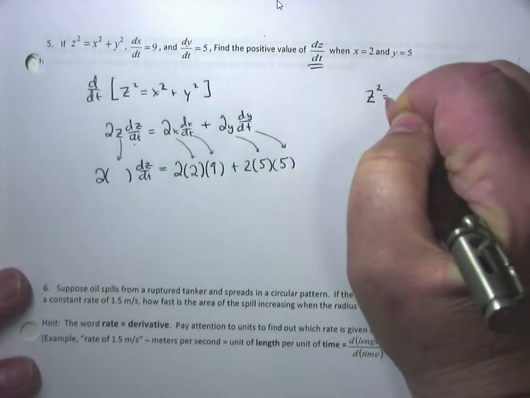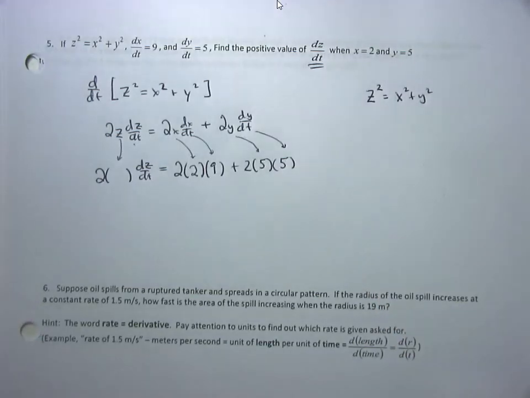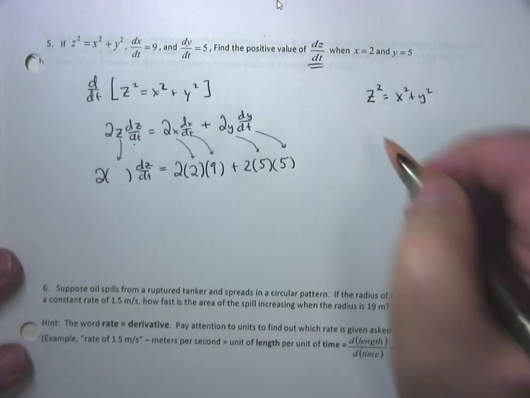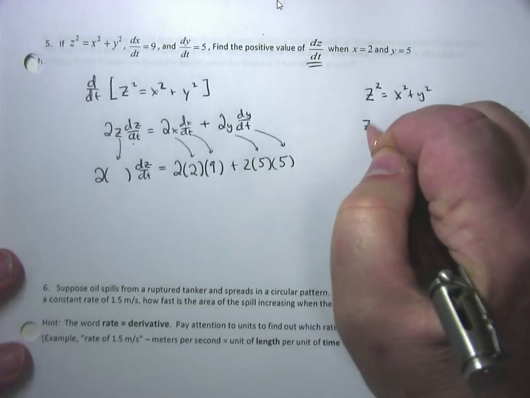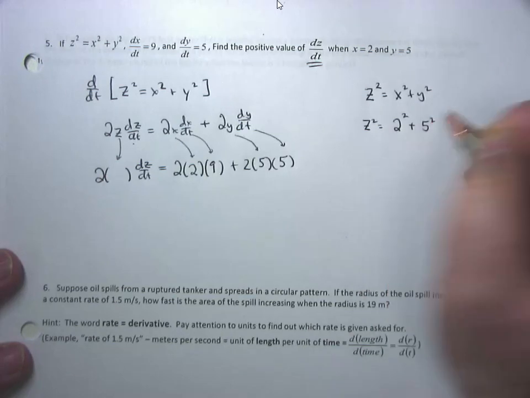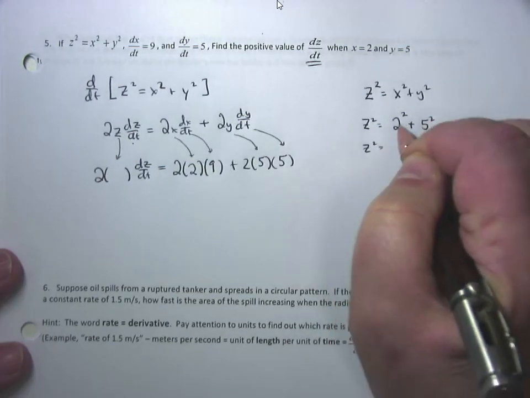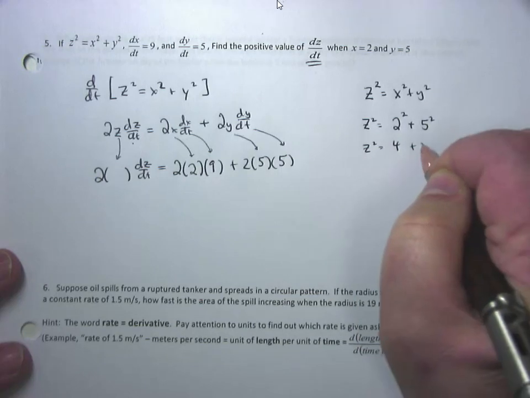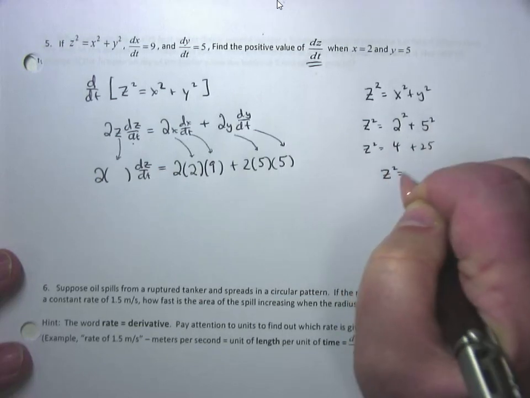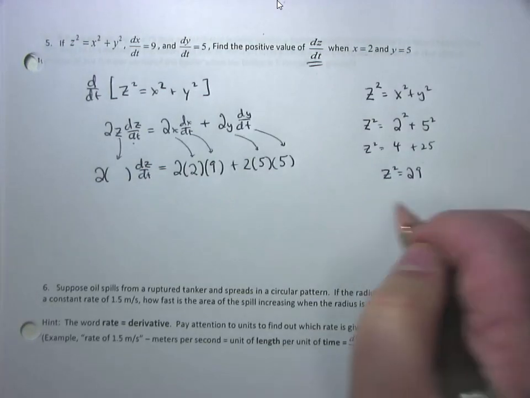So remember the original equation, z squared equals x squared plus y squared. So z squared is equal to x, which is 2 squared, plus y, which is 5 squared. I can do that kind of math. Z squared equals 2 squared is 4, 5 squared is what? 25. So z squared is equal to 29.